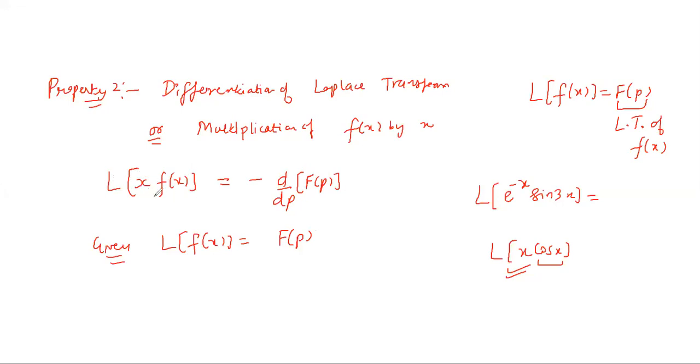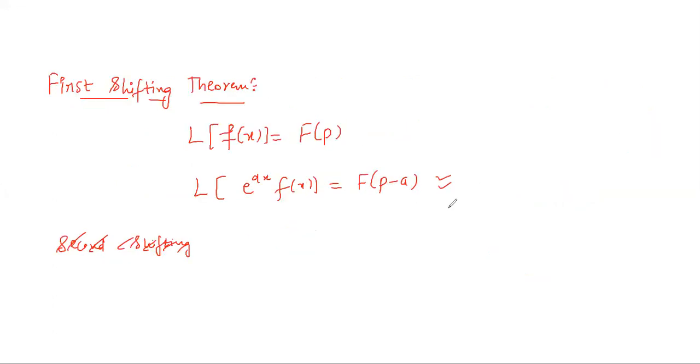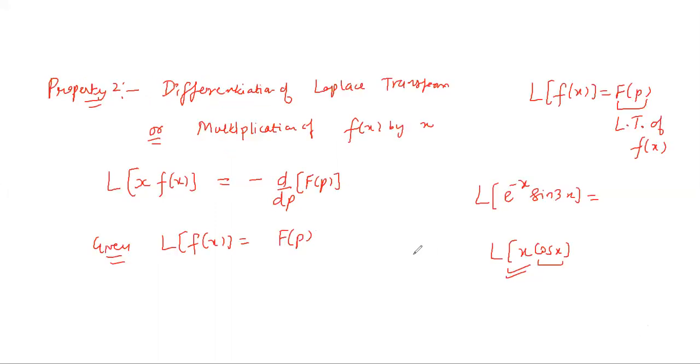When you multiply with x to your function f(x), then you have to differentiate your Laplace transform and multiply it with a negative sign. For the shifting property, I gave you a small proof because the proof was just by the definition. But for this one, the proof is a little lengthier, so we are going to skip that. I'm not giving you the proof of this; in case you are interested, you can read from the book. I am just going to use this in the questions and tell you how it is going to be used.